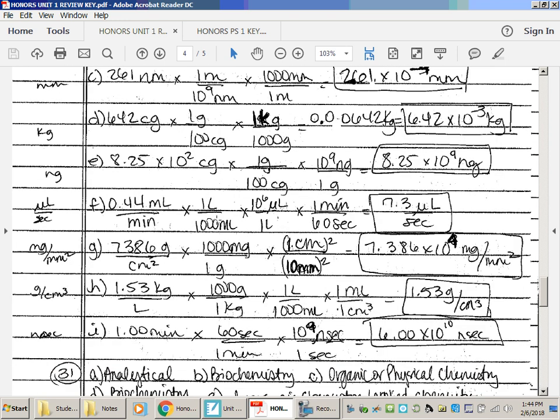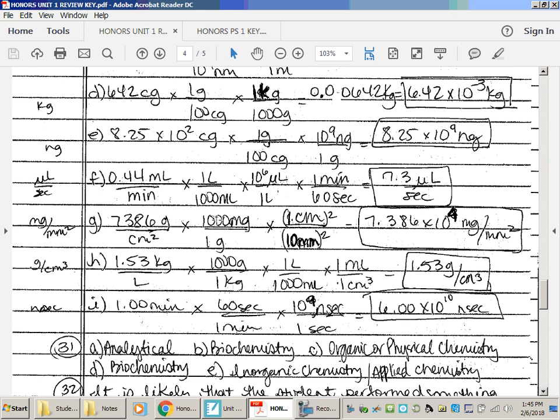On E, I think you guys can probably read this. 8.25 times 10 to the 9th nanograms. F, 7.3 microliters per second. Are we okay?